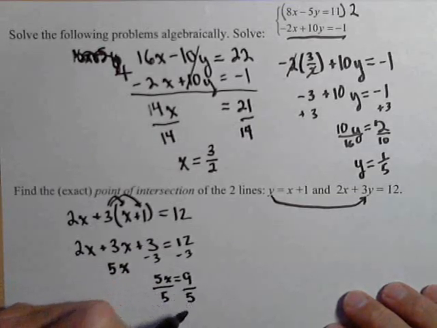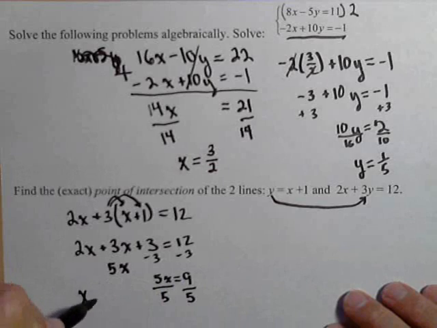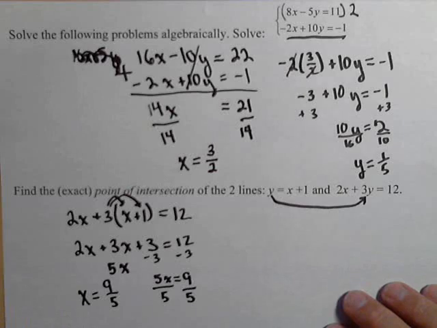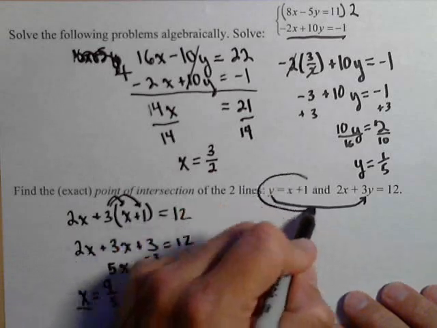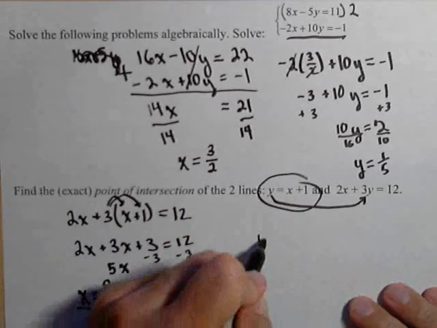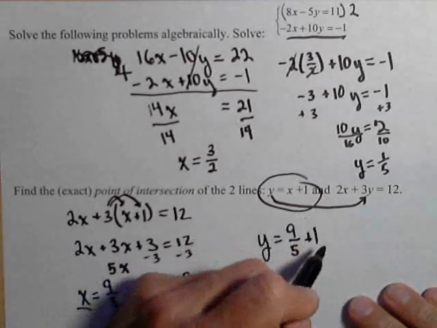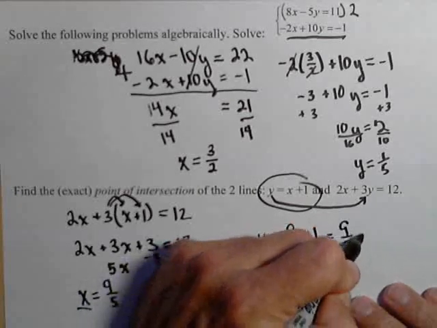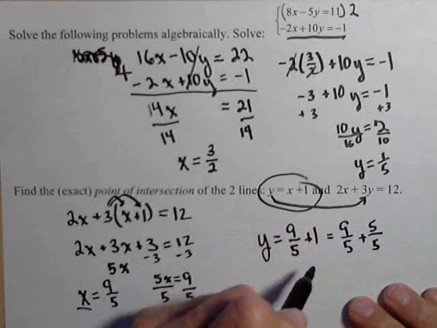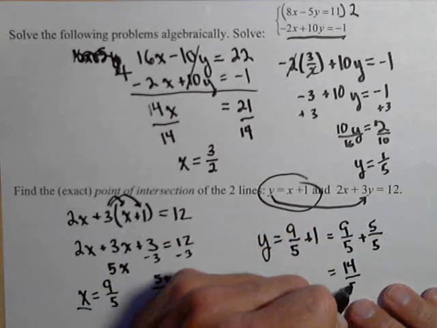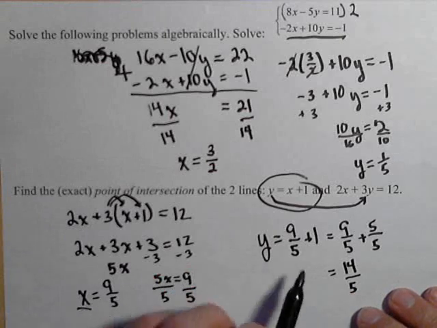Dividing both sides by 5, we end up with x equals 9/5. Now we have to use this to find y. The one nice thing about substitution is we've already solved for the other variable in terms of x. So we just need to plug that guy into our equation. We know y equals x plus 1. So y equals 9/5, what we found for x, plus 1, which is 9/5 plus 5/5, or 14/5. So there's our x and y.